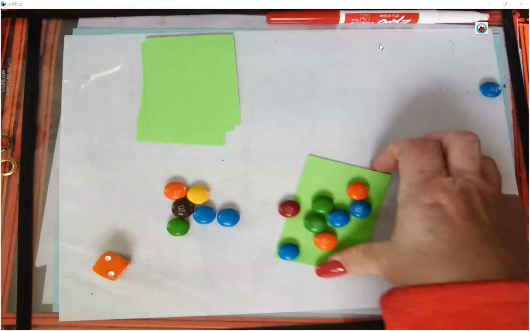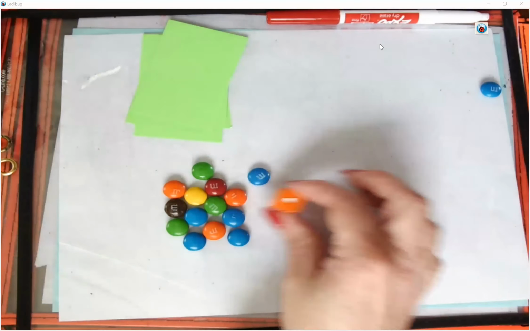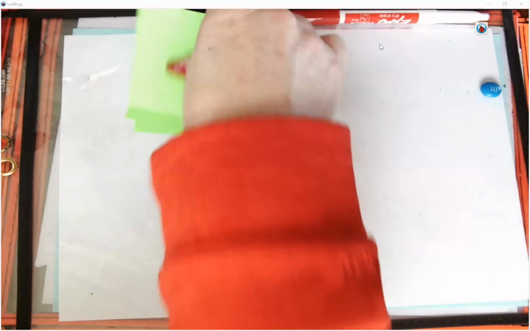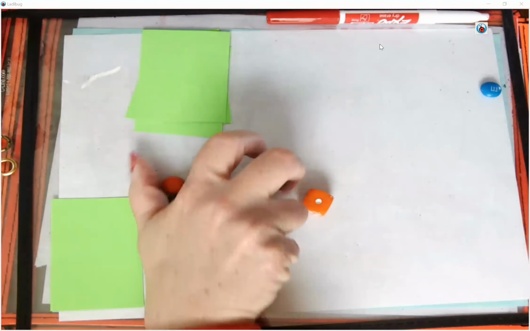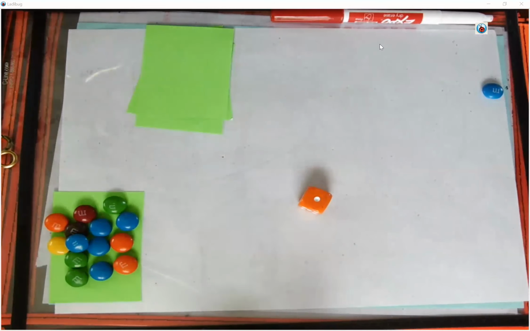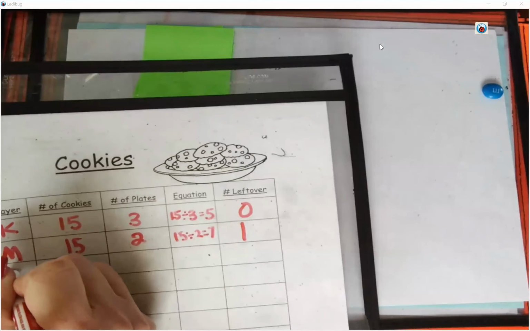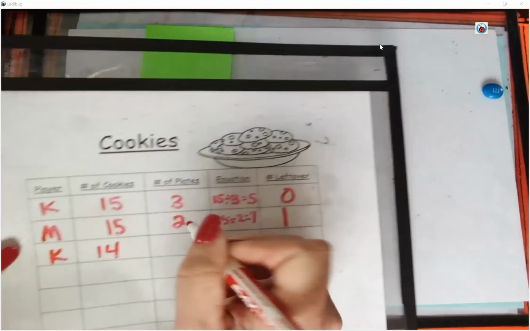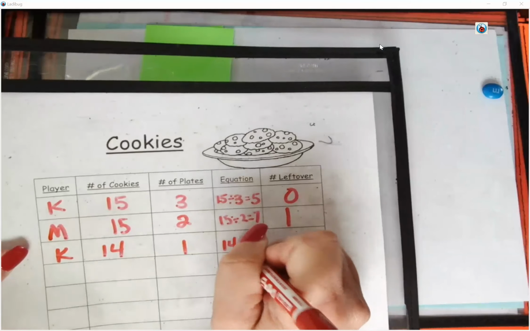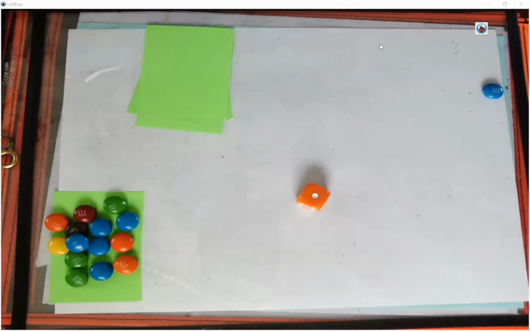And now this time I only have 14 cookies that I have to divide equally. Oh, and I rolled a one. So if I roll a one, I have 14 cookies that I have to divide on one plate. All 14 go on that plate and I don't have any left over. I would record that equation. I had 14 cookies on one plate. I have 14 divided by one equals 14 and zero left over.